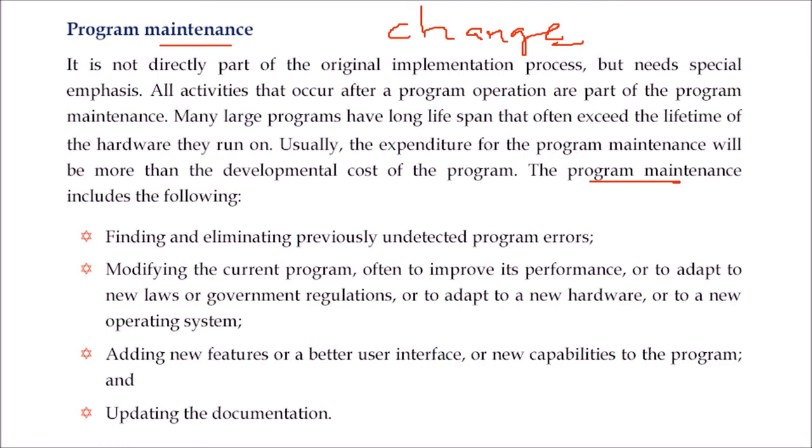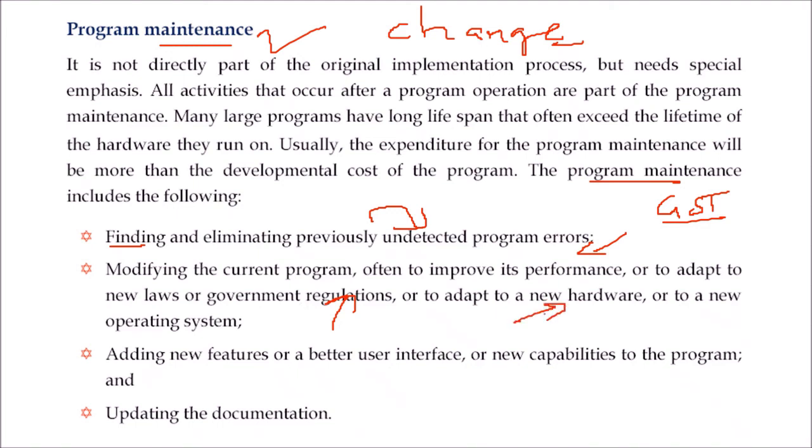The maintenance activity will include, first, you have to find and eliminate errors which were previously undetected while you were testing. So while you were testing, you couldn't find the error. Now after the user has started using it, you see that there are certain errors. So you have to find and eliminate them. This is program maintenance. What happens? Certain performance-wise, your software is not being accepted well, or certain government regulations have come. Okay, now the GST has been implemented, so you have to change the software. The user is not going to change. You have to change the code.